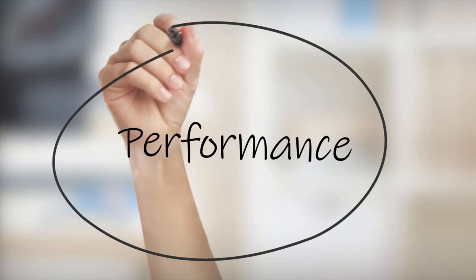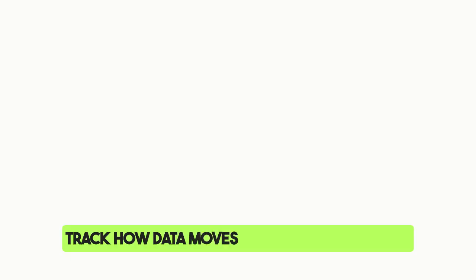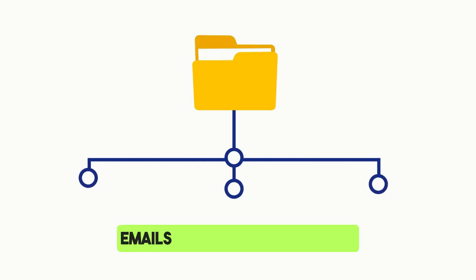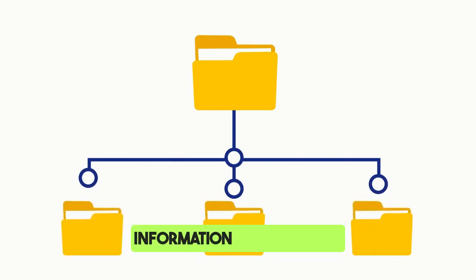3. Information flow. Track how data moves between departments. Use arrows to connect processes. Include tools like ERP systems, emails, or verbal instructions. Information flow is often where hidden delays exist.